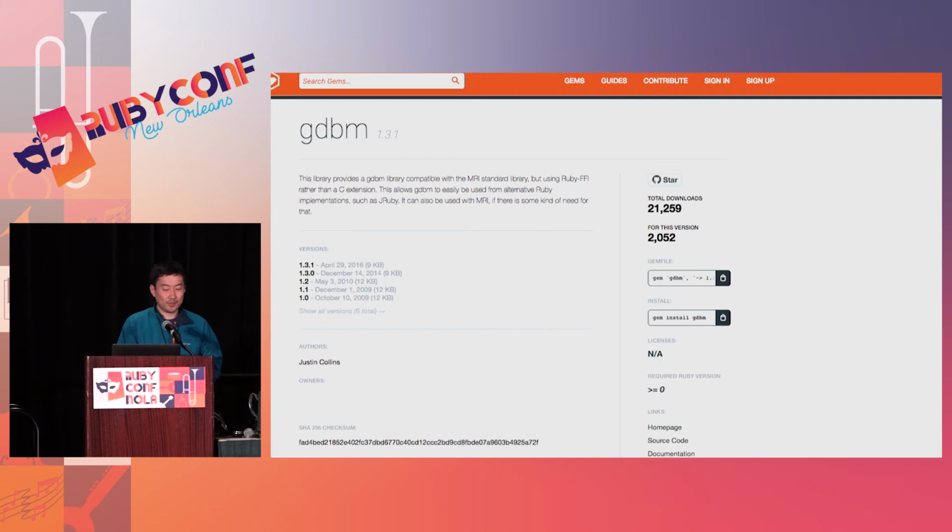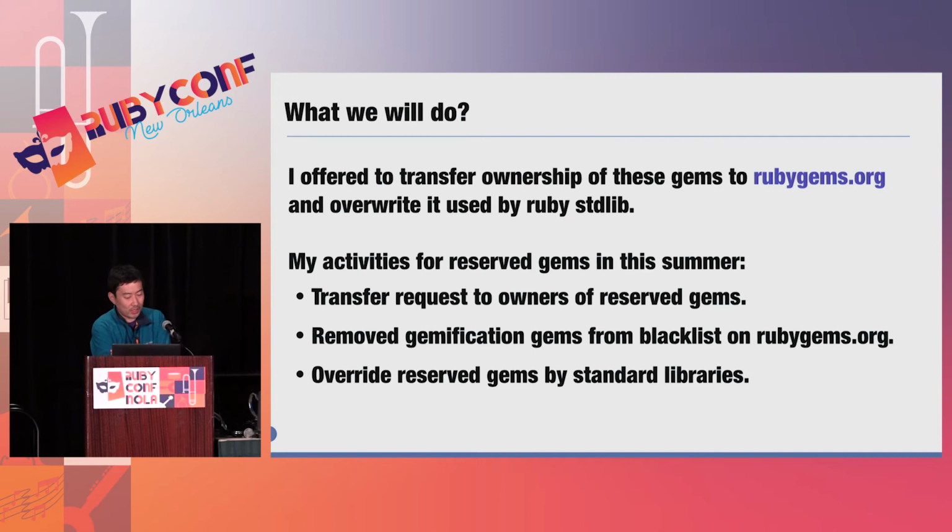So the gemification project involves the RubyGems infrastructure team, and collaboration with many owners of existing gems. I have done transferring namespaces, preparing gem releases, and removing gem names from the reserved list on RubyGems.org. And finally, I shipped it between this spring and the summer. It is my work this year.